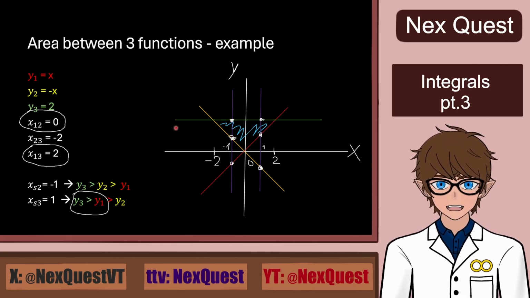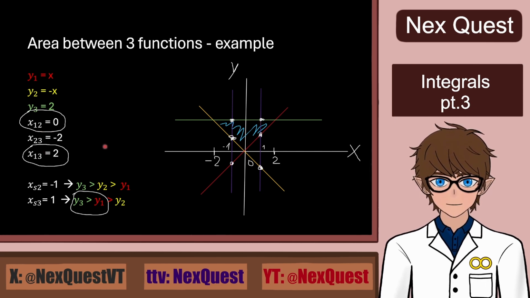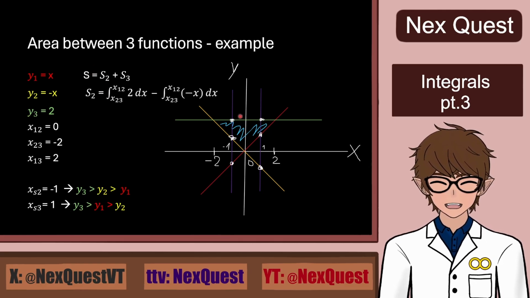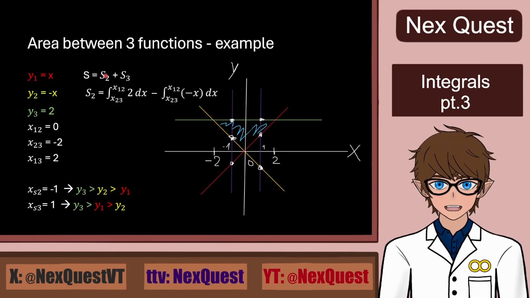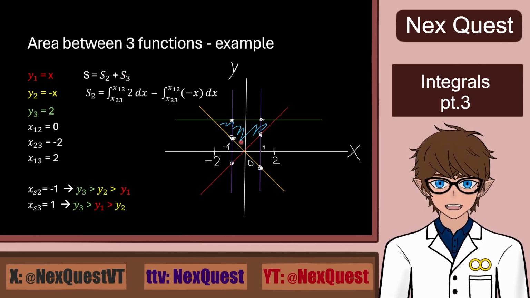And the second part will be between the green and the red function, between the last two x values. So let's write this all out. The surface of the integral between the three functions is equal to surface 2 plus surface 3. I marked them S2, S3 to better fit with the purple lines we use to determine the order.